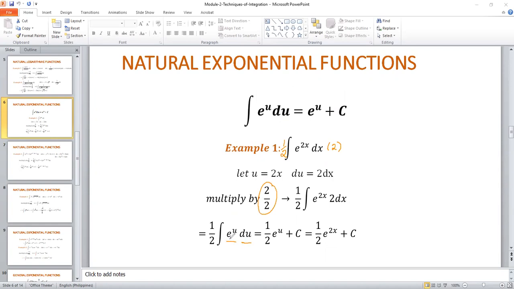In the sense that your exponential function is multiplied to the derivative of its argument. So 1/2 e^u. And what is the u? That's your 2x. 1/2 e raised to 2x. Or you simply copy the original function, because the integral of e^u is e^u itself as long as the derivative of its argument, the u, is complete. So you have this 1/2 e raised to 2x plus c. Can you follow with the first simple example?